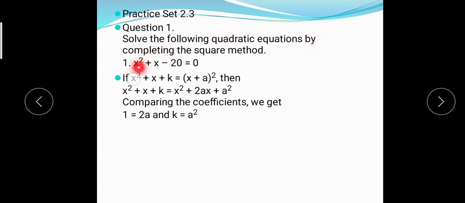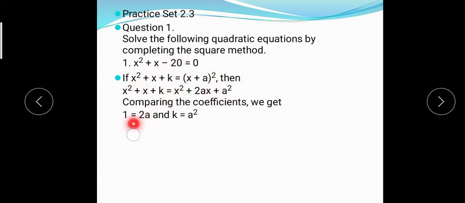See, solve the quadratic equation by the completing the square method. x squared plus x minus 20 is equal to 0. So x squared plus x plus k, you have to consider it as (x plus a) whole squared. After solving, you will get (x plus a) whole squared, that is x squared plus 2ax plus a squared. Compare the coefficients of these two terms, because these two expressions are equal.